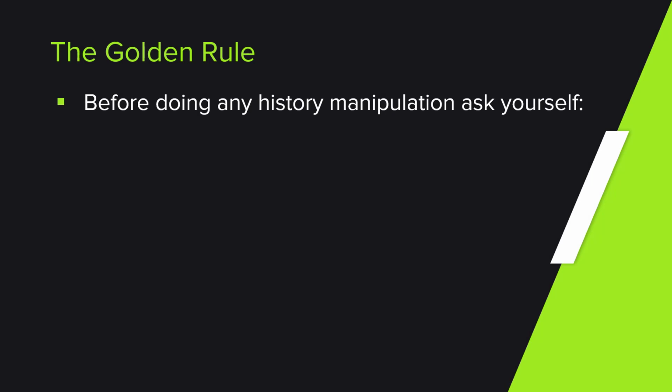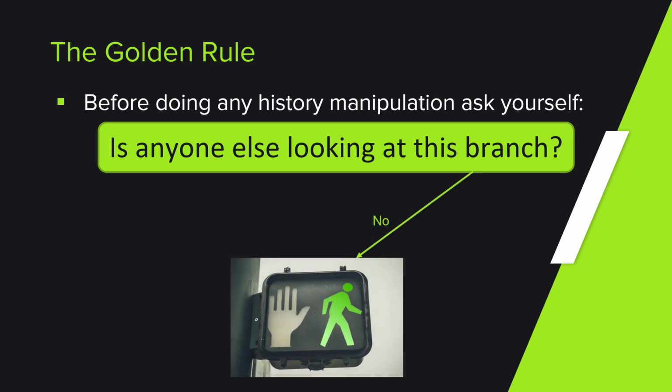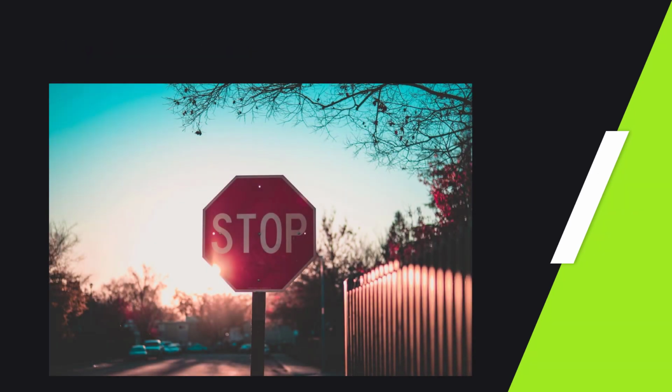Always, when doing any of the discussed actions, stop and ask yourself, is anyone looking at this branch that I want to affect? Should your answer be no, then you're good. Keep going. Do your stuff. But if your answer is yes, someone else is looking, then stop. Really. Stop. Continuing down this road can lead to a huge mess.